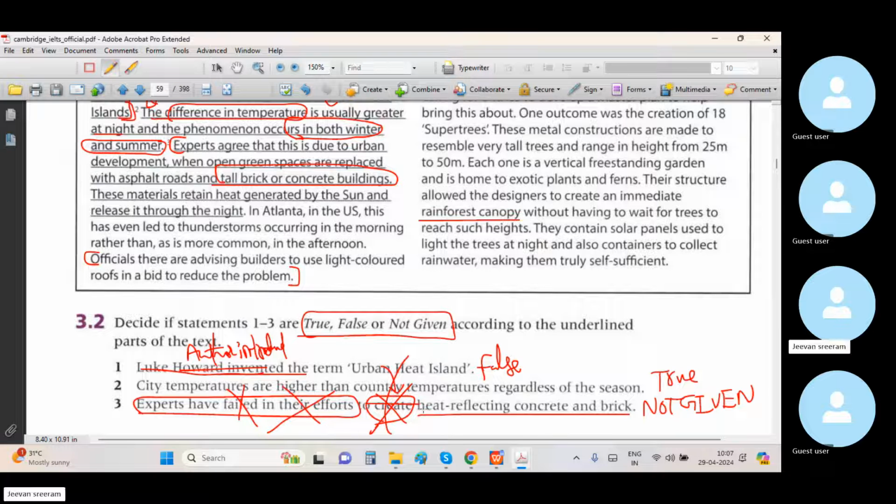Officials have failed to create? They haven't even tried to create. They just suggested. No one has actually tried to create heat reflecting concrete and brick as per the passage. The problem is with create; no one has tried to create. There is no information about it. So that must be not given.